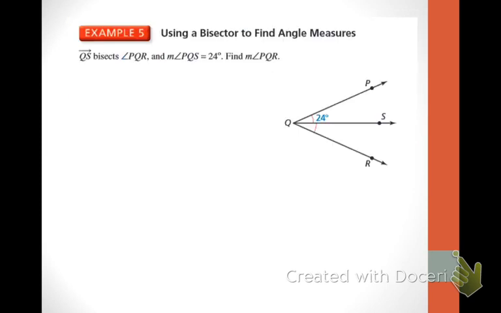So I want you to take out your highlighter. You're going to highlight two things in this picture. You're going to highlight the word bisect in the directions. QS bisects angle PQR, and the measure of angle PQS is 24. Find the measure of PQR. The other thing I want you to highlight, what in the picture tells me that this angle has been bisected? The little arcs. So go ahead and highlight them.